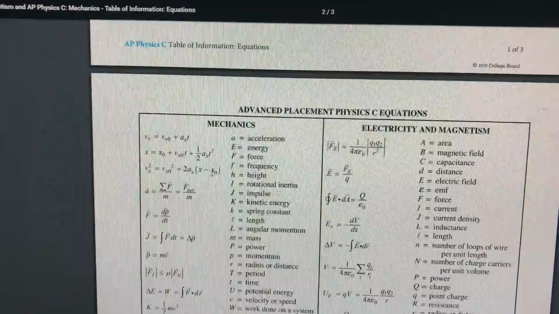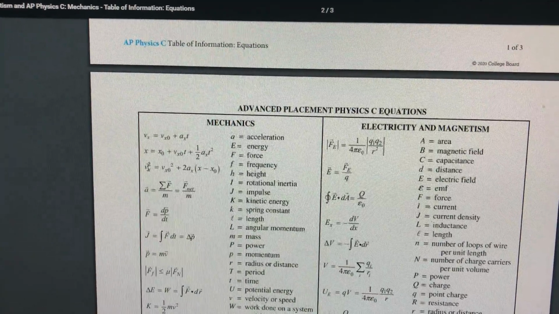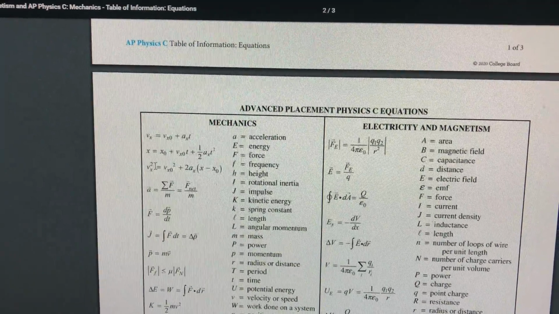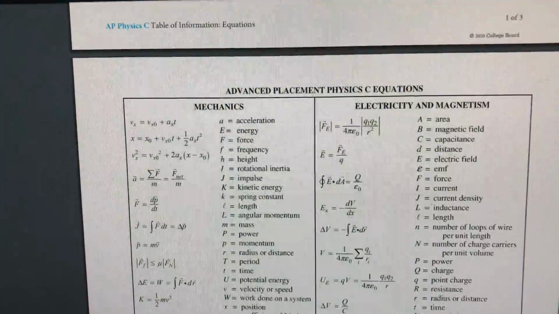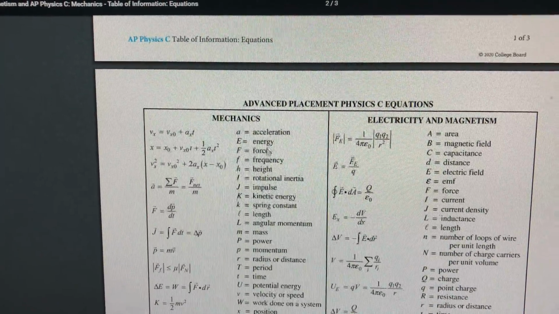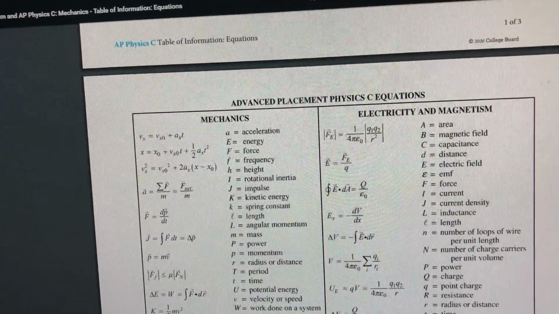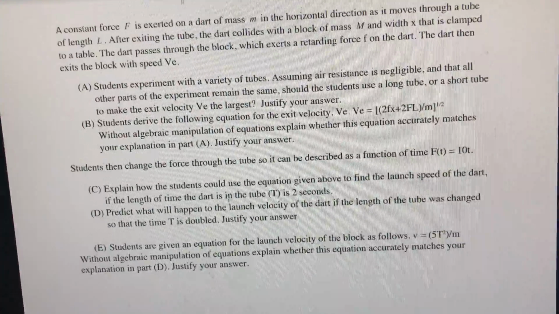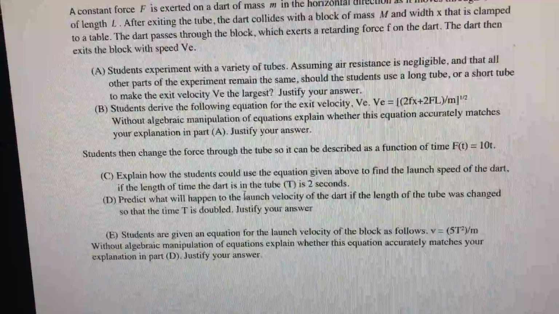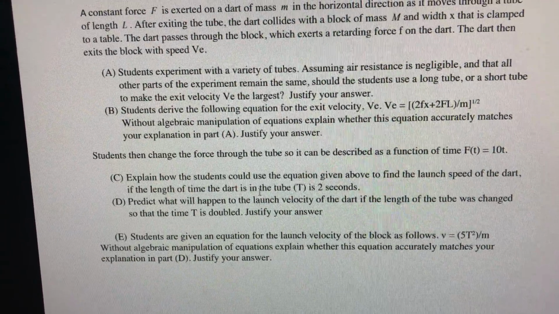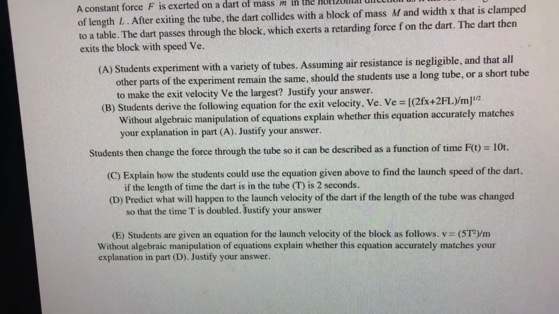Now, if we quadruple the displacement, what happens to the exit velocity? Here, actually, let's go back. One half a x t, just want to make sure I'm using the right equation here. All right, the launch velocity of the dart if the length of the tube is changed, the time t is doubled.